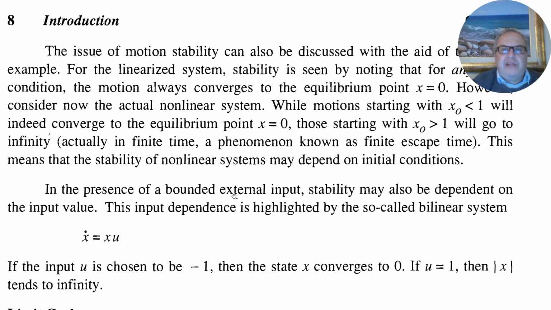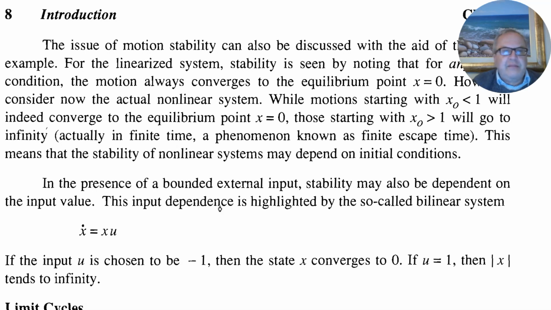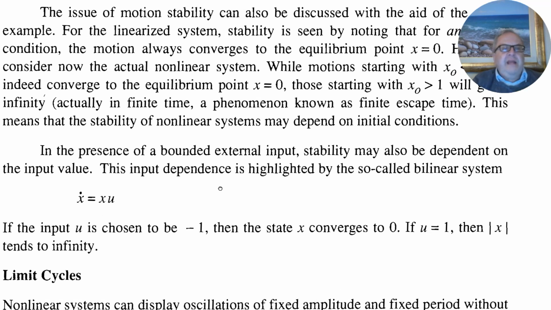In the presence of a bounded external input, stability may also depend on the input value. The input dependence is highlighted by the so-called bilinear system. You have this bilinear system. If the input u is chosen to be -1, then the state x converges to 0. If u is equal to 1, then the absolute value of x tends to infinity. So here, an important thing is that initial conditions play an important role in the stability of a nonlinear system.